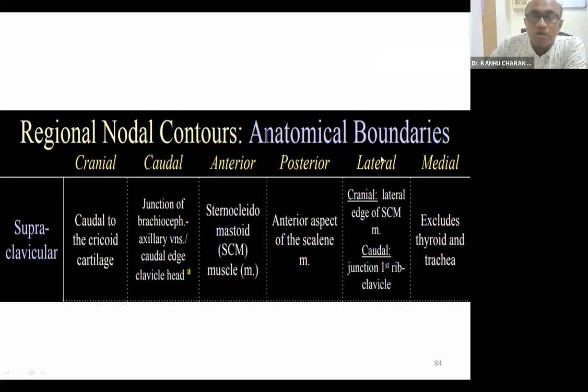So this is the breast contouring guideline. You can see the supraclavicular region: cranial is caudal to the cricoid, caudal is the junction of the brachiocephalic and axillary veins, or caudal is the clavicular head; anterior is the sternocleidomastoid, posterior is the anterior aspect of the scalene, lateral is the lateral edge of the sternocleidomastoid, caudal is the junction of the first rib and clavicle. Exclude the thyroid and trachea.